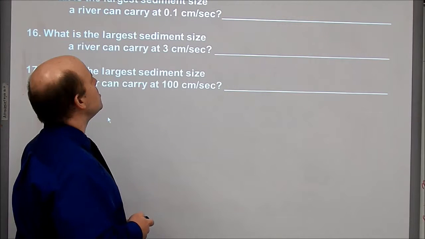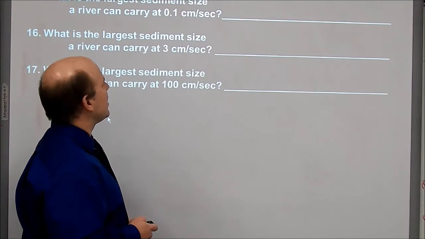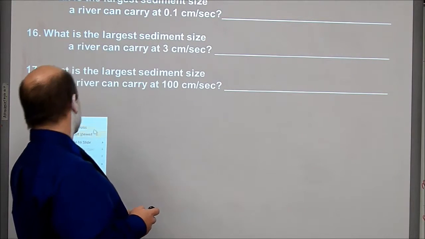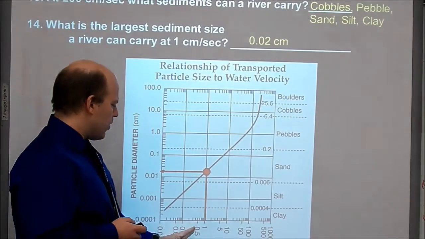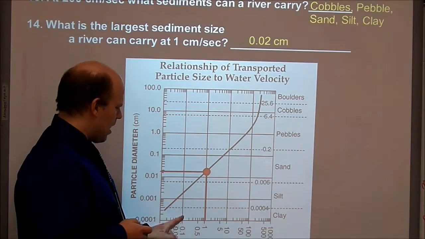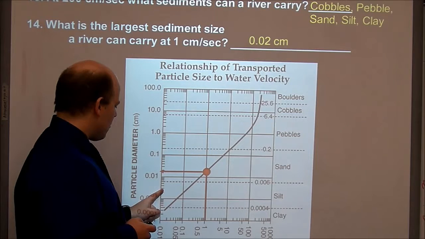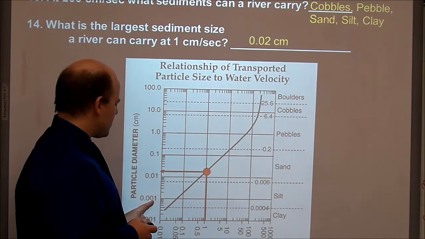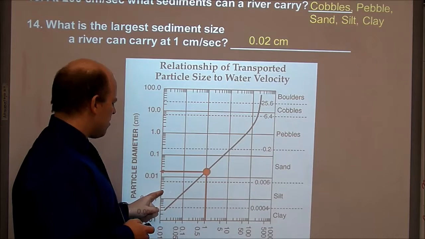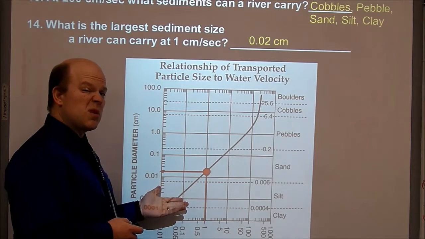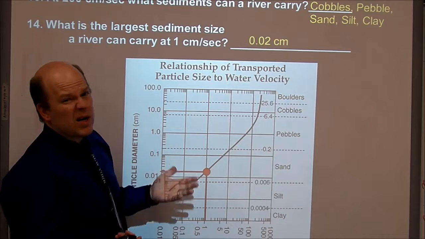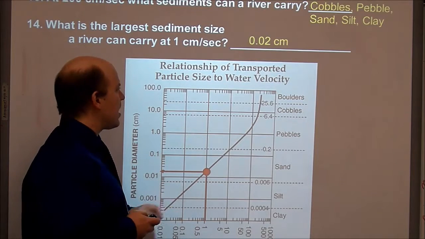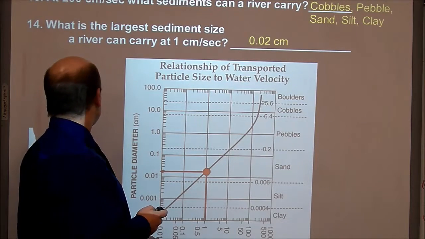What's the largest sediment size when a river is traveling at 0.1 centimeters per second? So I'm going to go back over to my chart. 0.1 centimeter per second is right here. I'm going to go up, I'm going to go over, and I'm going to see that it's not 0.01 or 0.001. I'm going to say it's 0.002, 0.003, somewhere in that range. So that's what I'm going to list for that one.